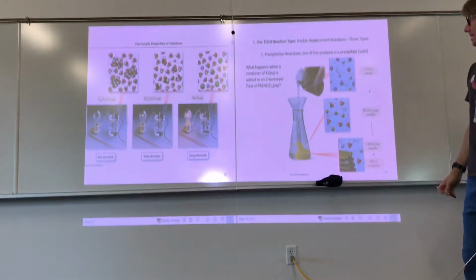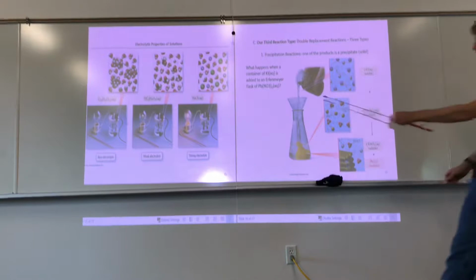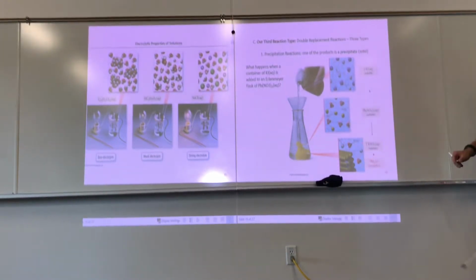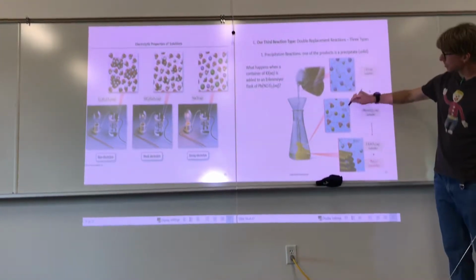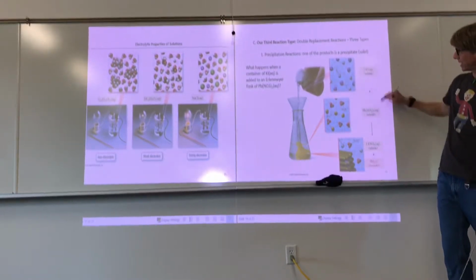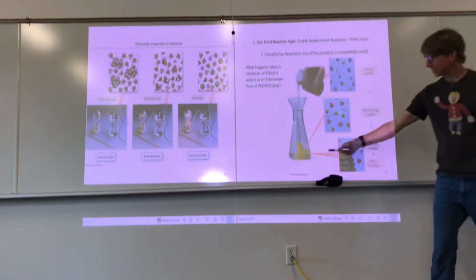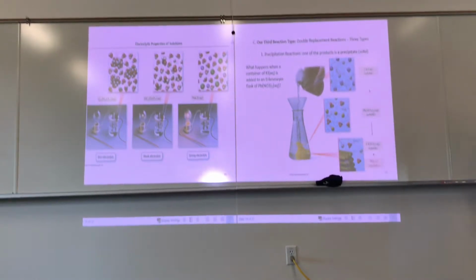What happens when a container of potassium iodide is added to an Erlenmeyer flask of lead nitrate? I guess that should be a subscript. Well, you start off with 2 solutions that have aqueous ions. Then when they mix, they form a solid. That solid is a yellow color. Solids, when they form as a result of double replacement reactions, are called precipitates.